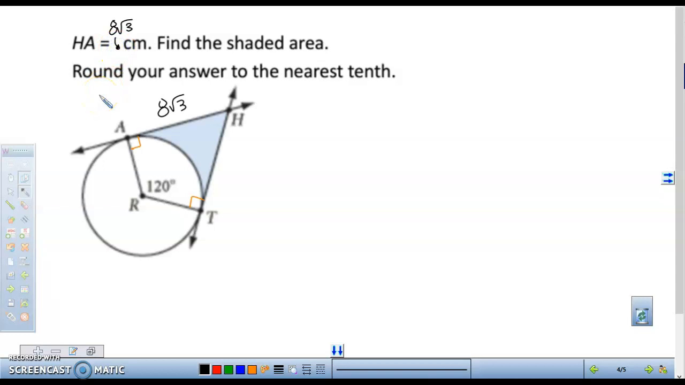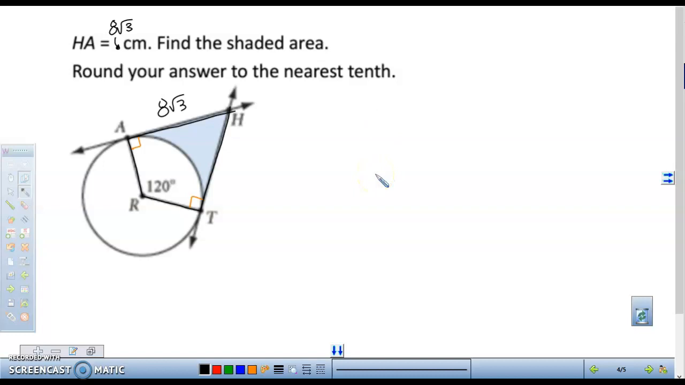So what I have here is a quadrilateral, ARTH. Got 120 degrees. I got some right angles. I got that the length of that tangent segment there, AH, is 8 root 3. All right? I want to find the area of the shaded part. First thing I'm going to do is come up with a plan. My plan is to find the area of that kite, or that quadrilateral, and subtract from it the sector.